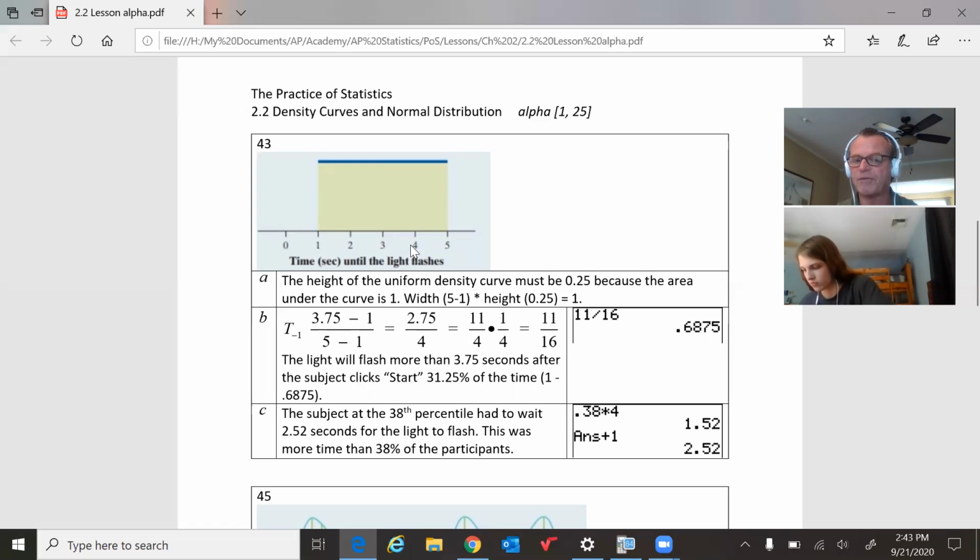So at 2.75, if we only went to 4, 2.75 is 11/4. This 4 in the denominator I brought out, made it 1/4 here, so that's 11/16 of the curve. 11/16 of the curve is to the left of 3.75. That's 68.75%. More than that would be 1 take away that, which would be 0.3125.